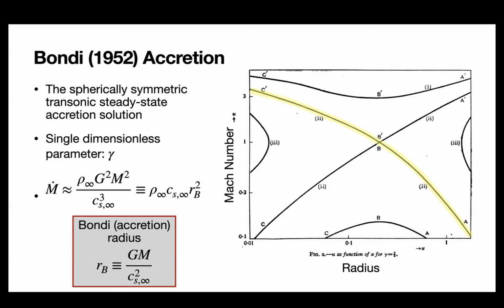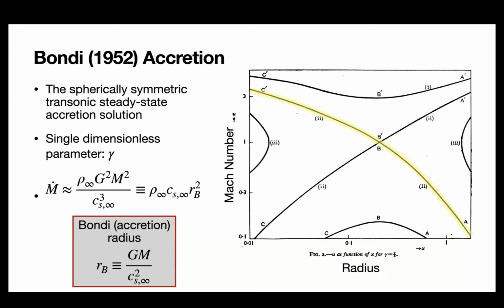It's the Mach number being plotted here as a function of radius. You can see that the flow begins at large radius as a subsonic, nearly hydrostatic flow. But then as you move inwards closer to the planet, the flow speeds up and passes through this critical sonic point, marked here with a B or a B prime. Past the sonic point, the flow becomes supersonic, and eventually this flow will hit the planetary surface and shock and produce its own luminosity.